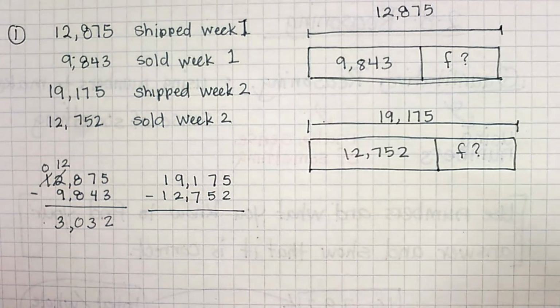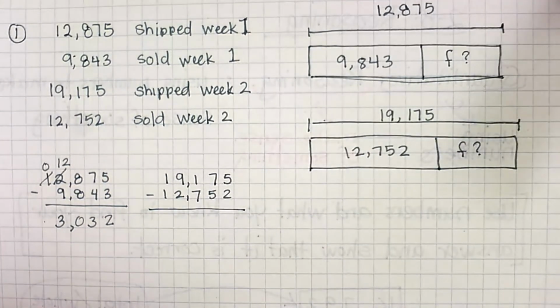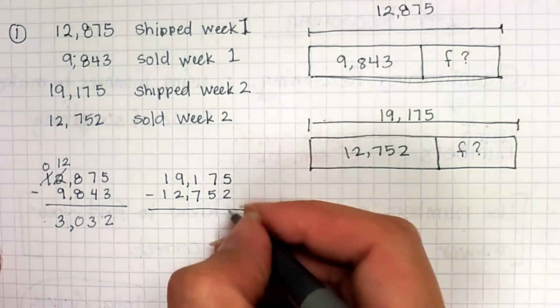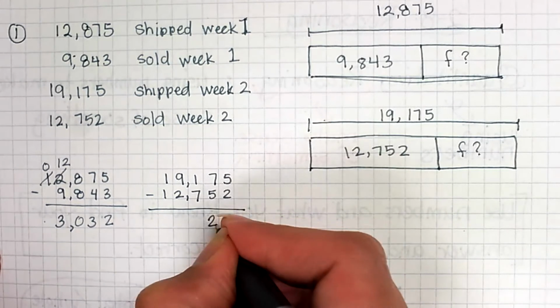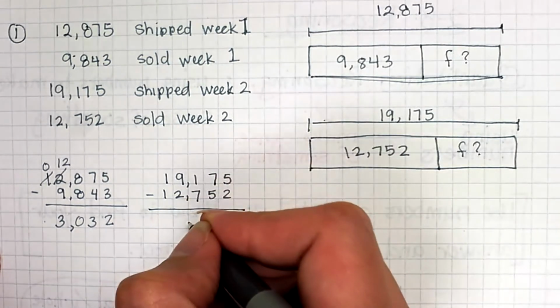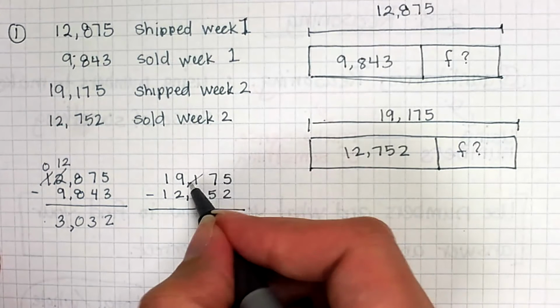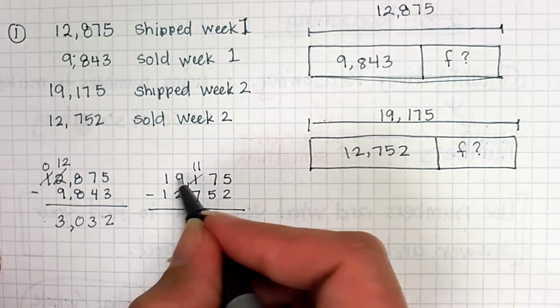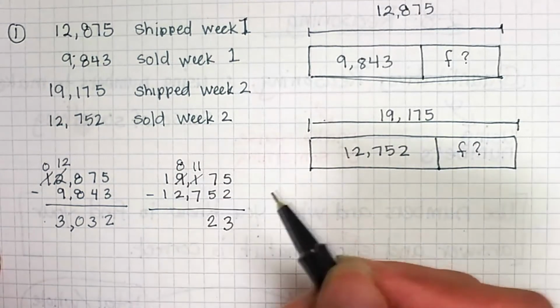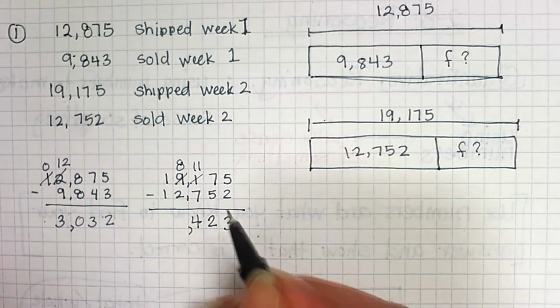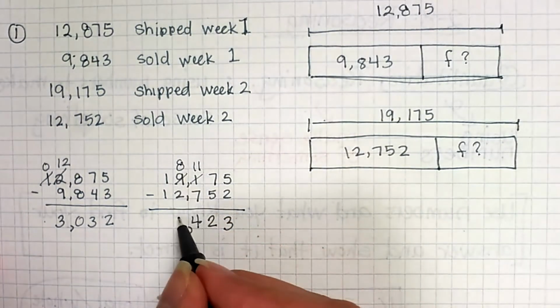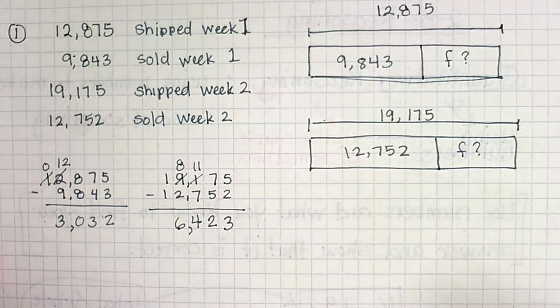Now let's do the second one. Now for my second one, I have 5 take away 2 is 3. 7 take away 5 is 2. I can't do 1 take away 7, so I need to borrow. That 1 is going to become an 11. That 9 that I borrowed from will now become an 8. 11 take away 7 is going to give me 4. I'll put my comma over here. 8 minus 2 is 6, and then 1 minus 1 is 0.